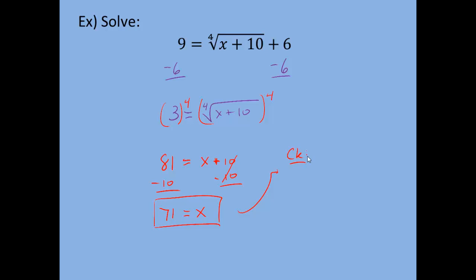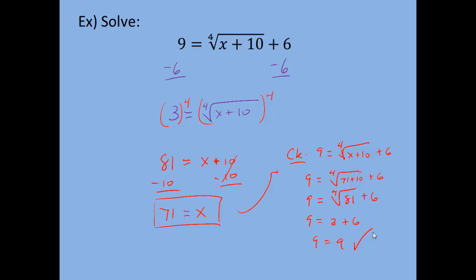We're going to check this in the original equation, 9 equals the fourth root of x plus 10, plus 6. I'm going to check x equals 71, so we have 9 equals the fourth root of 71 plus 10, and the plus 6 on the outside of that root. So 9 equals the fourth root of 71 plus 10, which is 81, plus 6. Then 9 equals the fourth root of 81 plus 6. Now that I've taken care of the inside of that root, the fourth root of 81 is 3. So we have 9 equals 3 plus 6, which equals 9. So it checks out, so x equals 71 is a good answer.